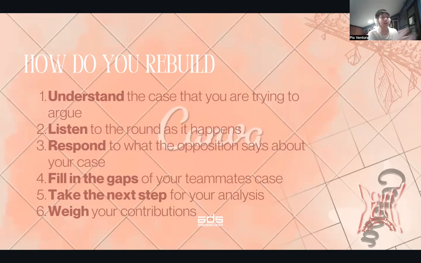I think going through each individual point tends to make it a lot easier for you to come off as reasonable and a lot more believable to the judge. The second thing that I want to talk about is that for rebuilding, I think you ought to listen to the round as it happens.